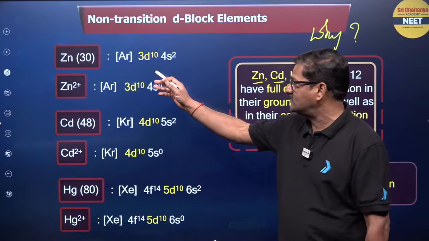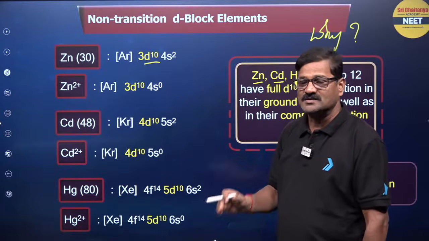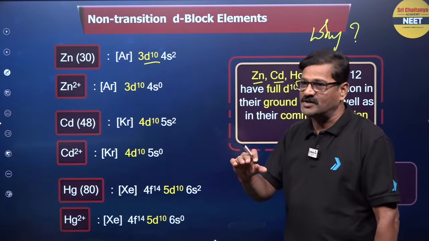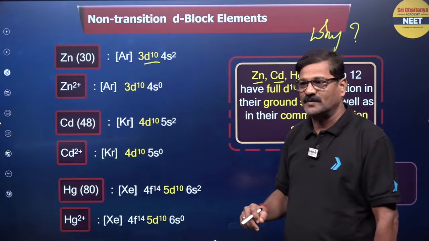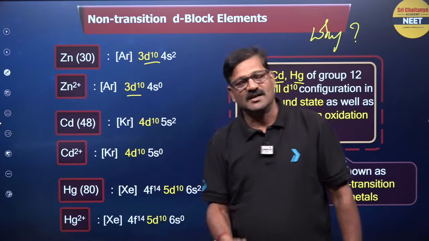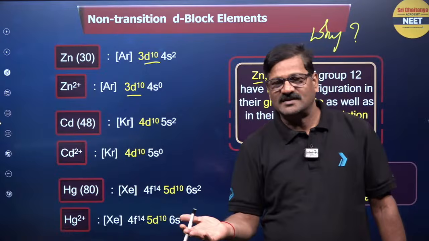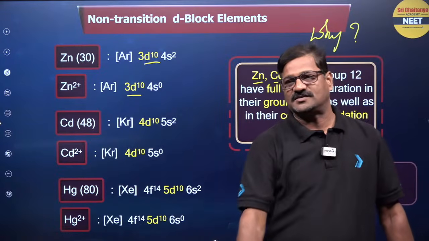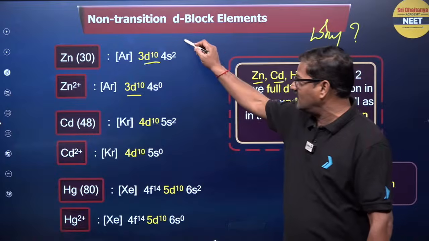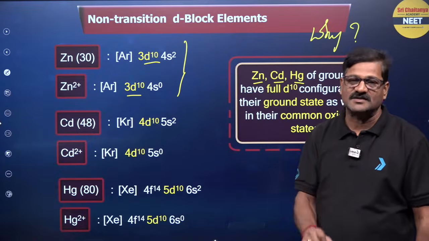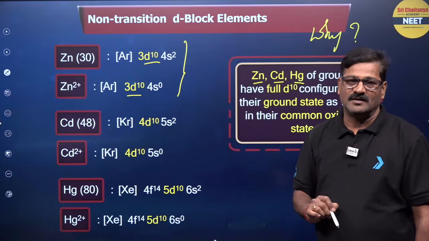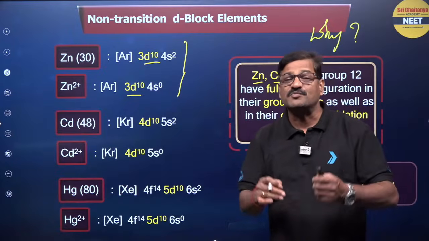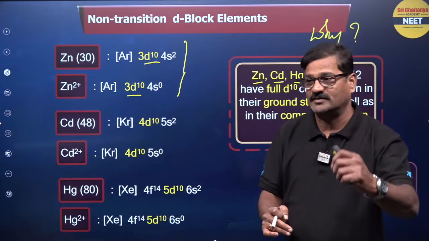Zinc in the ground state has d10, and in zinc compounds the stable oxidation state is zinc 2+, in which also zinc has d10 orbital. So that zinc is not considered as a transition element. You have to write the electronic configuration and present it nicely. When you write the CBSE examination, presentation skills are very important.